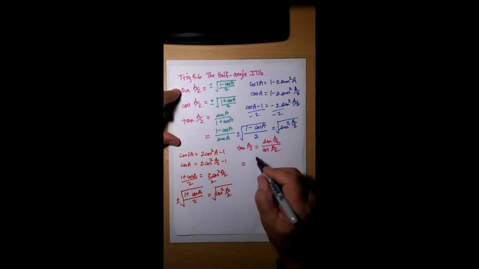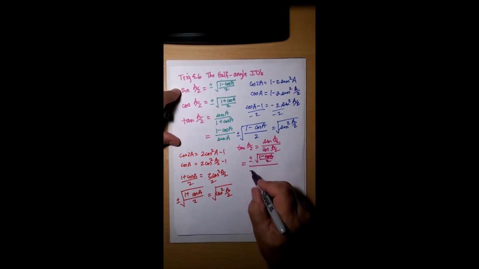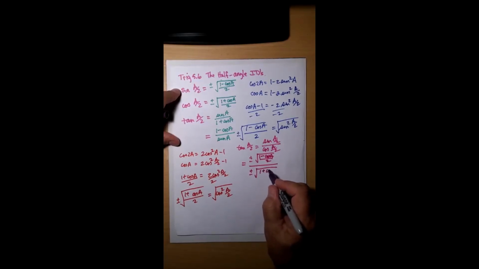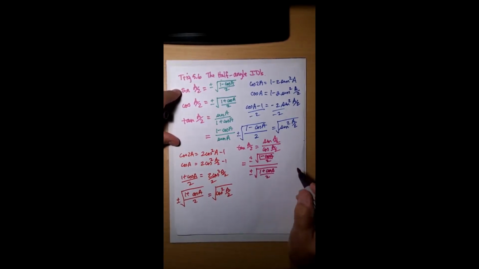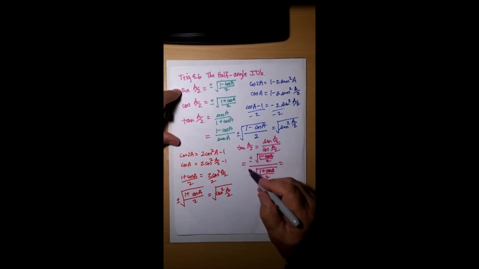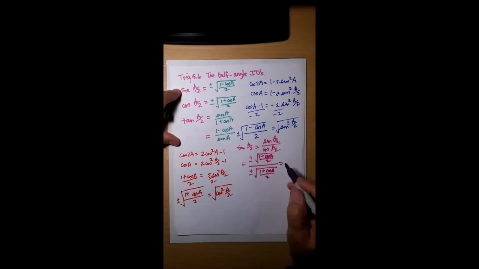And the sine of A over 2 is plus or minus the square root of 1 minus cosine A over 2. And the cosine of A over 2 is plus or minus the square root of 1 plus cosine A over 2. Now, by the way, these plus and minus signs take care of themselves. You no longer have to worry about the plus and minus. If you invert and multiply, it's really 1 minus cosine A over 2 times 2 over 1 plus cosine A.